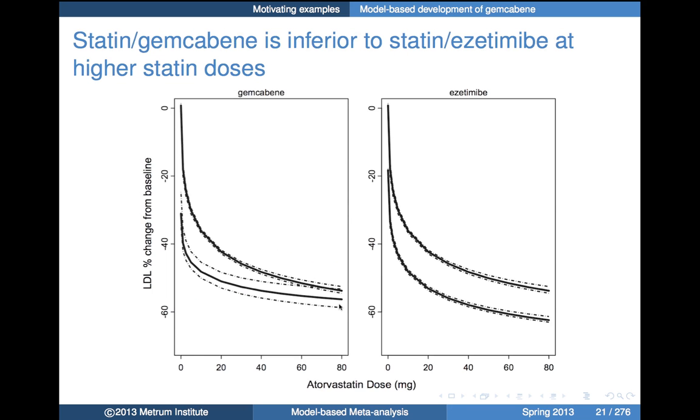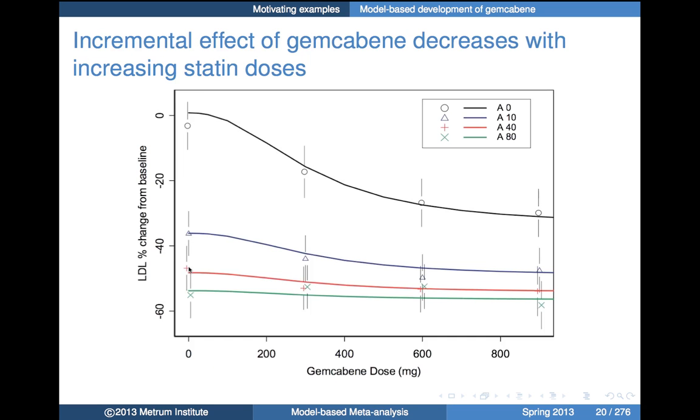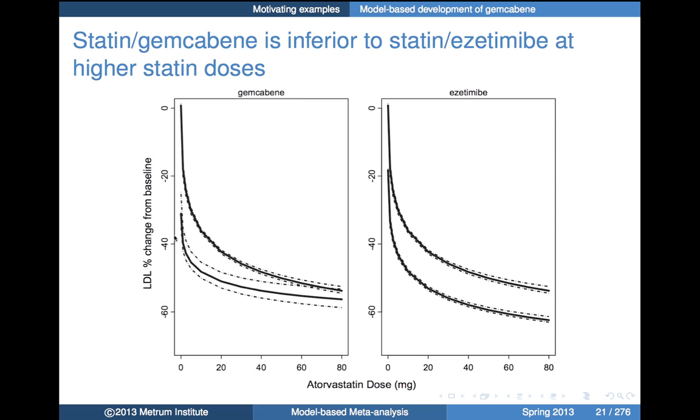This is viewing that in another way. Now what we're looking at is atorvastatin dose response again, where in each case, the upper curve represents atorvastatin monotherapy as you go from no statin up to 80 milligrams per day. And the lower curve corresponds to, on the left-hand side, I forget what dose of gemcabene it was, but it was the main dose that they were targeting. I think it was 600 milligrams, as I recall.